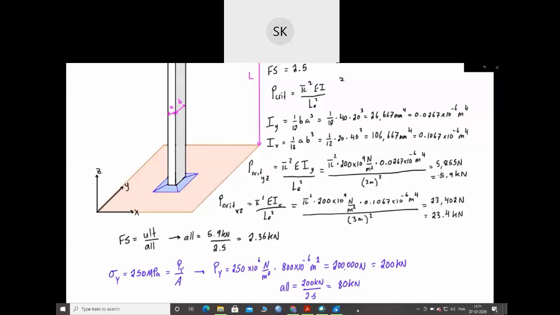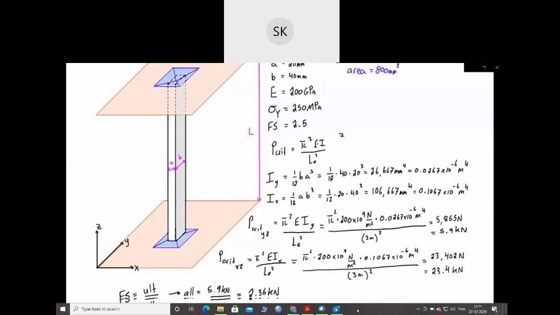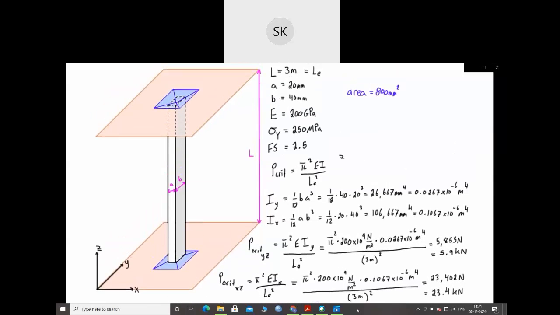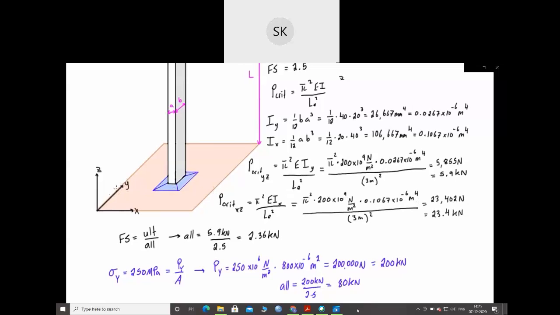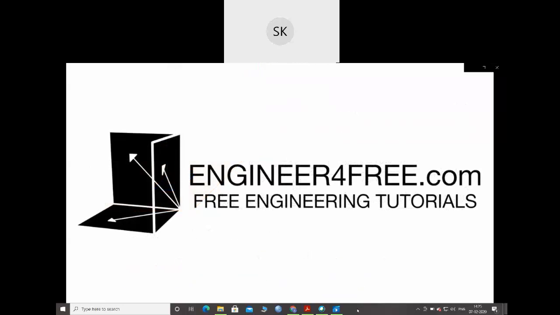So we're definitely going to buckle before that. If we apply 5.9 kilonewtons, then we're most likely going to buckle. And that's important to look at, because this column is quite long. It is 3 meters long, and it's very slender, and very slender columns are very prone to buckling. So in this case, it will buckle in the YZ plane before it buckles in the XZ plane and before it yields.